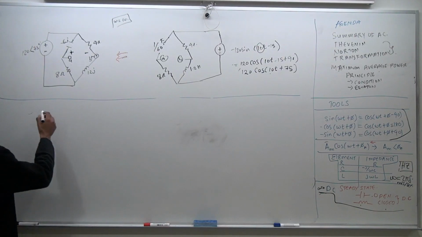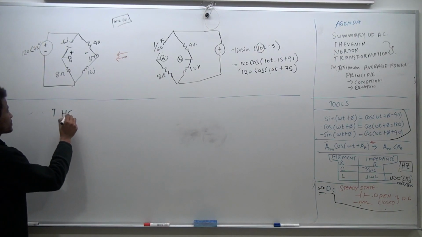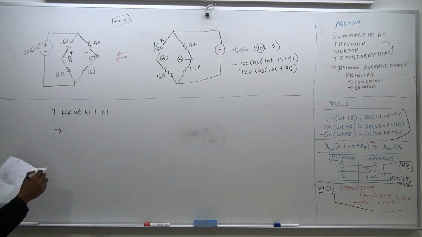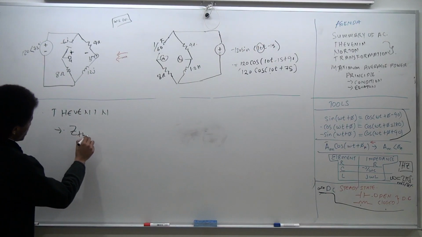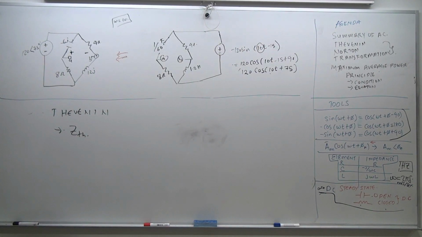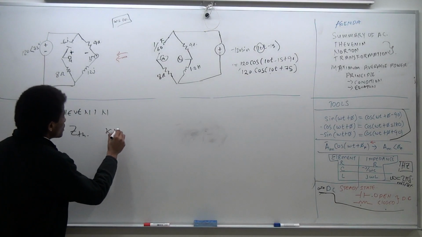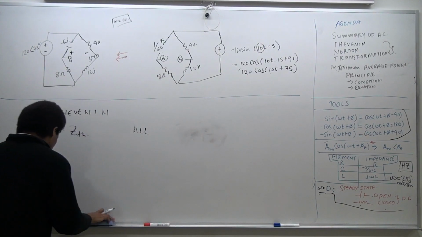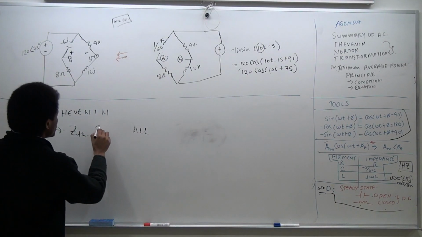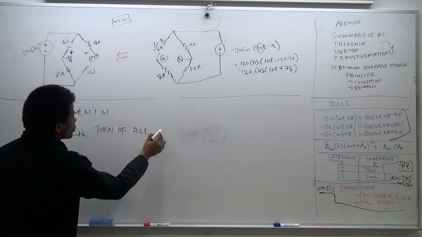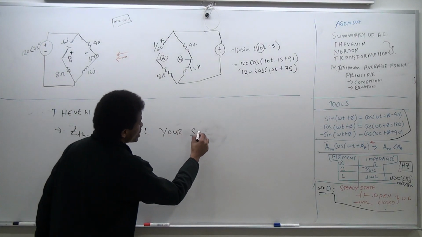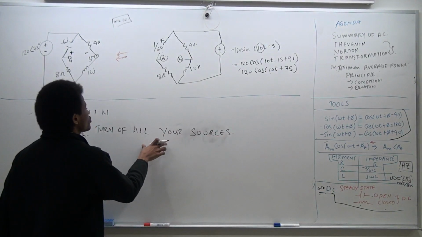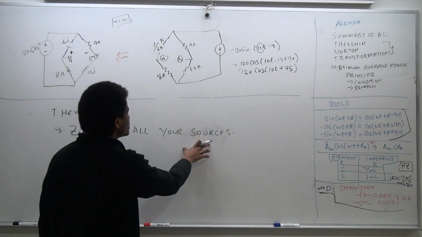For Thevenin equivalency, the idea is very, very simple. Let's say you're trying to find a Z Thevenin. What you do is you turn off all your sources. These sources I'm talking about are independent sources. You turn off all your independent sources in the phasor domain, just like the way you did under DC.